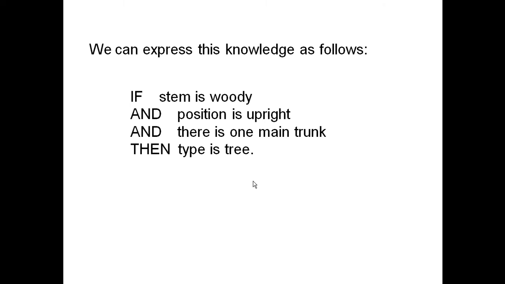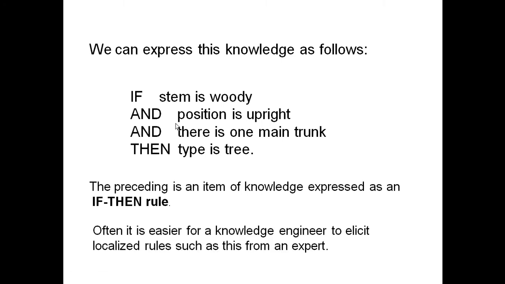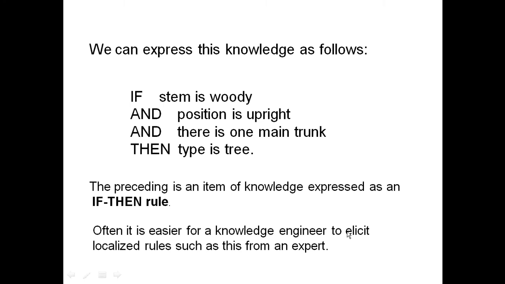We can express this knowledge with an if-then rule. If stem is woody and position is upright and there is one main trunk, then the type is tree. That is an item of knowledge expressed as an if-then rule. And as I said before, it's usually easier for a knowledge engineer, which is what we call the person who works with the expert, to elicit localized rules such as this from an expert.